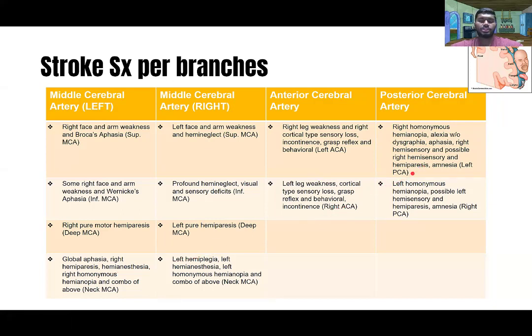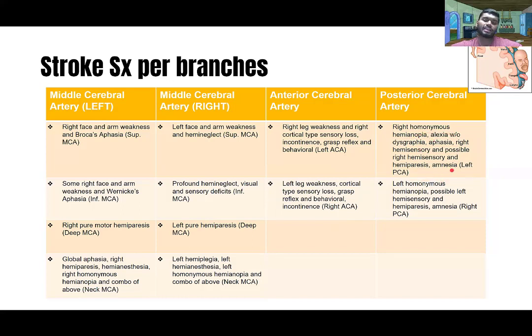In the PCA stroke, the wire is perfectly fine, but the bulb is blown. So despite the electricity going through the wire to the lamp, the bulb is blown, so it won't show any light. So there are different reasons: optic tract for MCA, occipital lobe for PCA, but the same end result. That's the analogy I use to make sense of why the symptoms are the same.